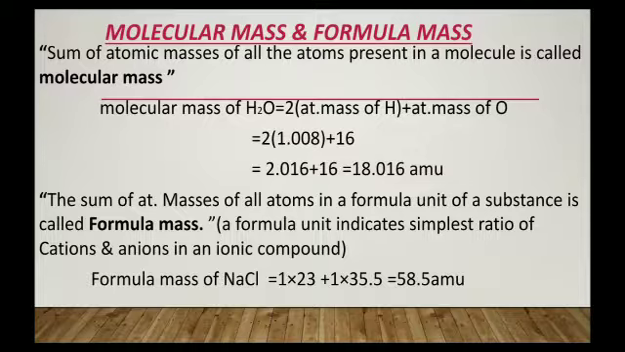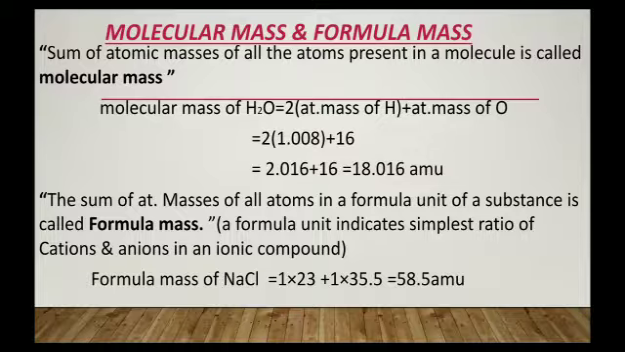Next is the formula mass. The sum of atomic masses of all the atoms in a formula unit of a substance is called the formula mass. The only difference between the molecular mass and the formula mass is of the names. Molecular mass is calculated for the covalent compounds and formula mass is calculated for the ionic compounds.